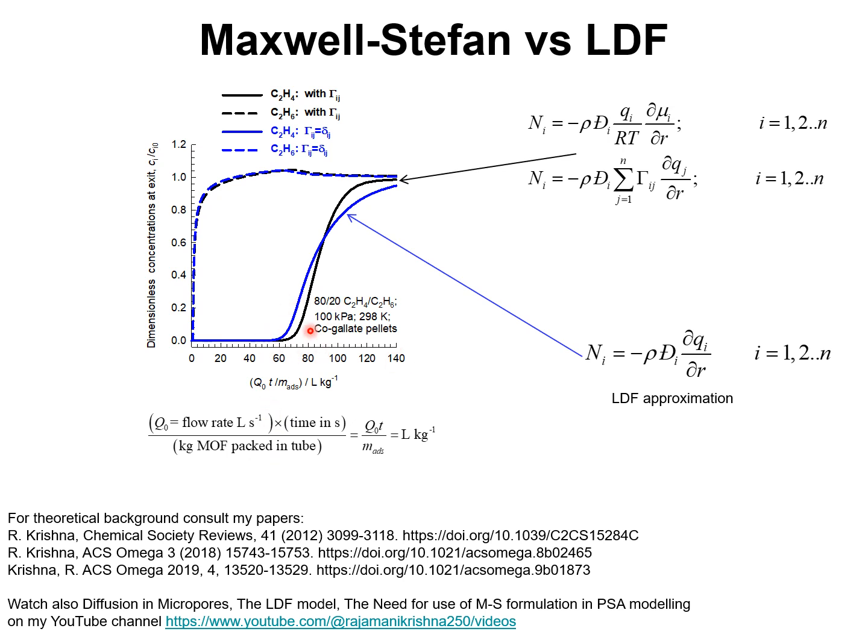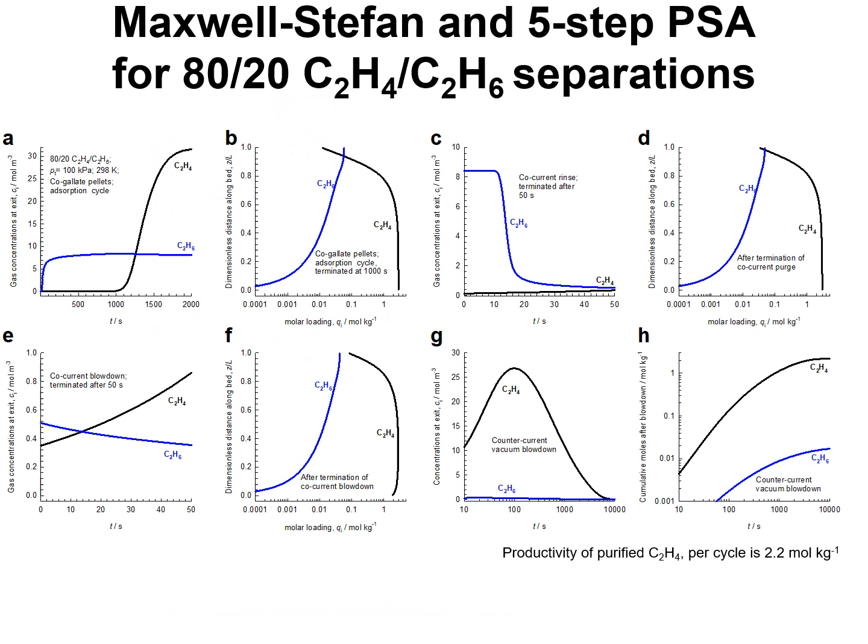Let's examine what would happen if I carried out the PSA simulations for 80-20 ethene-ethane mixtures using the Maxwell-Stefan formulation instead of the LDF approximation. Using the 5-step PSA scheme for 80-20 ethene-ethane mixture separations using cobalt gallate, I carried out simulations for a PSA scheme.